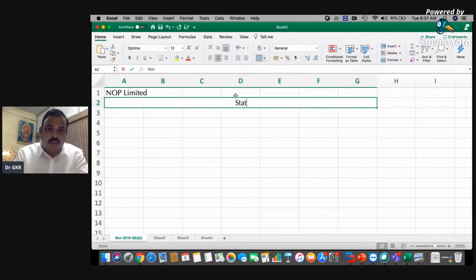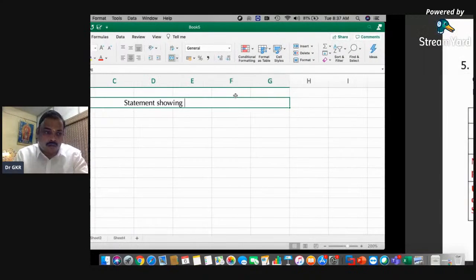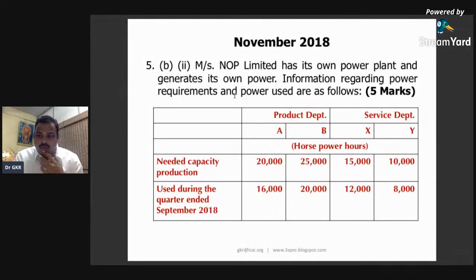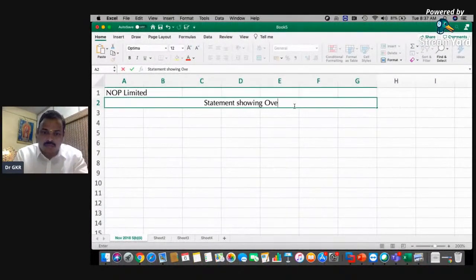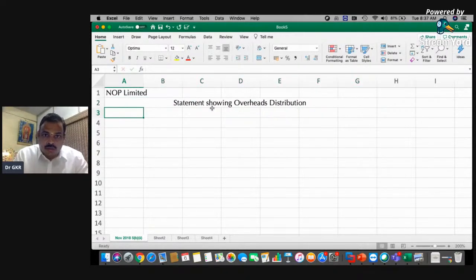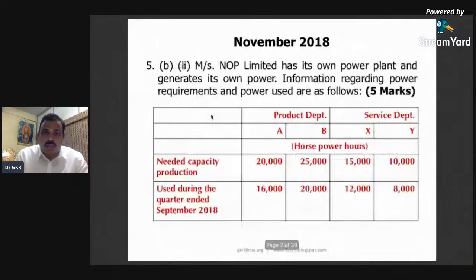So this is a statement showing overheads distribution. That is what your question asks: show the overhead distribution. Well, so let's do this, guys. We have these 4 columns, 1, 2, 3, 4, and total. Okay. So what are your 2 departments?